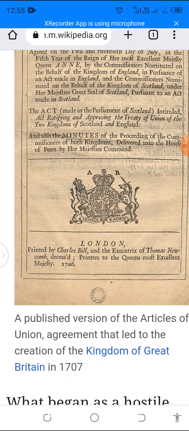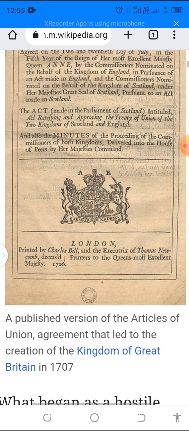The Act made in the Parliament of Scotland entitled Act ratifying and approving the Treaty of the Union of the two Kingdoms of Scotland and England, and also the minutes of the proceedings of the commissioners of both kingdoms delivered into the House of Peers at her Majesty's command.